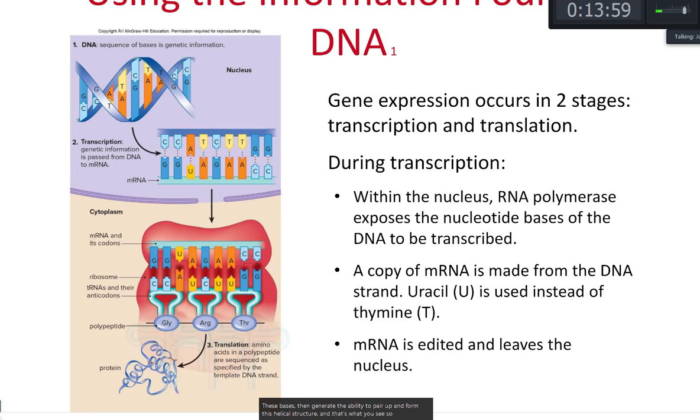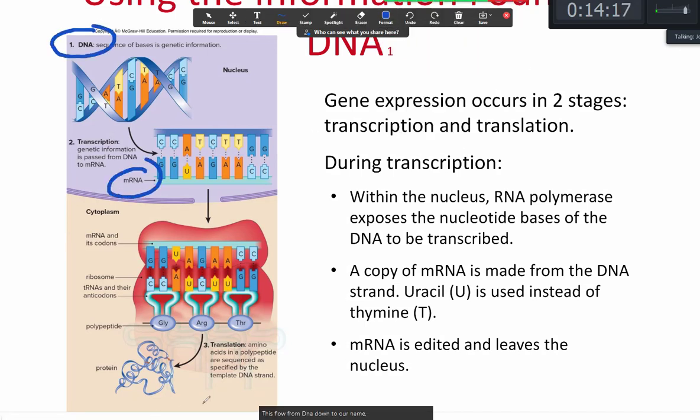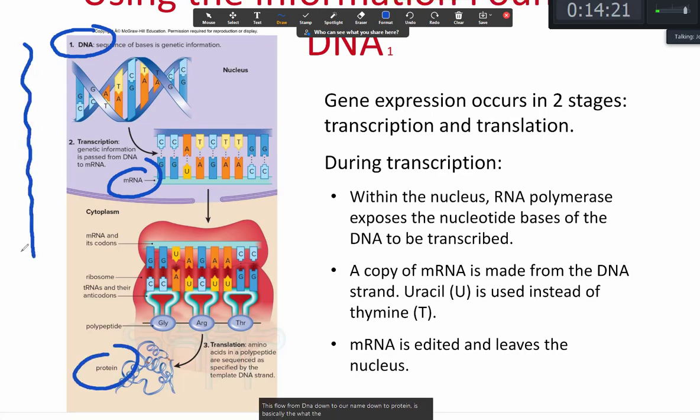So what is the purpose of taking this genetically stored information and then sending that out as a message and then creating protein? Well, this flow that you see on my screen here, this flow from DNA down to RNA down to protein, is basically what they call the central dogma, the central theme of all of biology. Life as we know it flows in this direction.